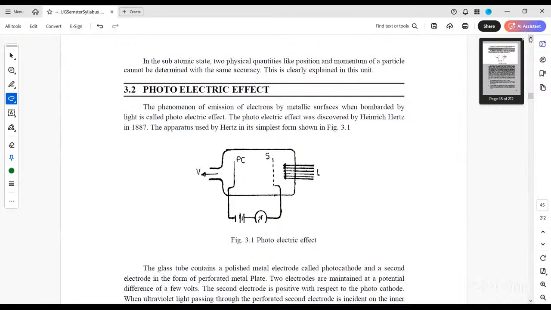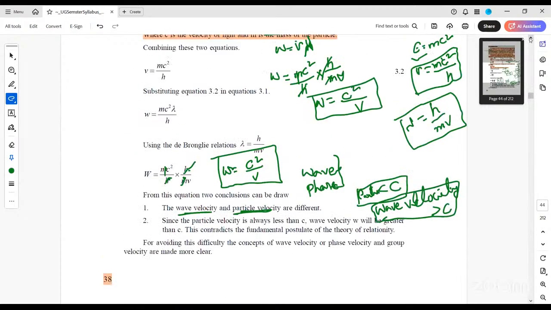To avoid confusion, this is what we finally give as the conclusion. From this, we discussed wave velocity as well as phase velocity. What is the relation between wave velocity and phase velocity? Wave velocity and phase velocity, W equal to c square by v. So this is the equation relating wave velocity and phase velocity. So what is this topic we discussed? We just saw the introduction part.